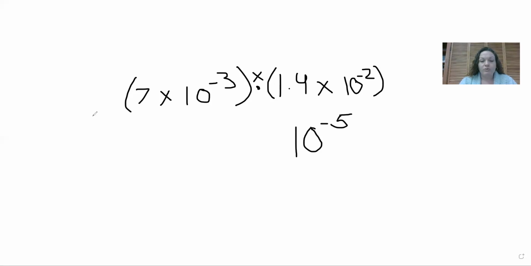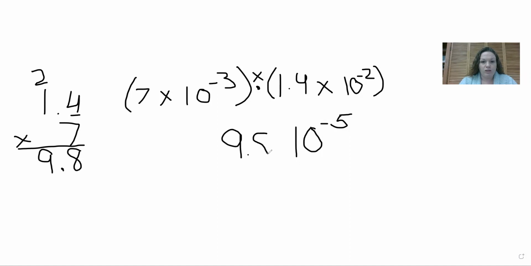Okay, and then I'm going to do 7 times 1.4. Or let's put 1.4 on top. It'll make it easier for you to see what I'm doing. We're going to multiply. So we have 7 times 4 is 28. 7 times 1 is 7, plus that 2 is 9. And our decimal point goes here because we have 1 decimal point. So for our answer, we have 9.8 times 10 to the negative 5th.